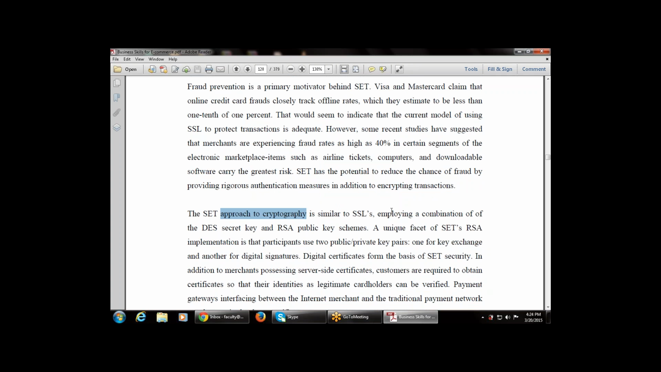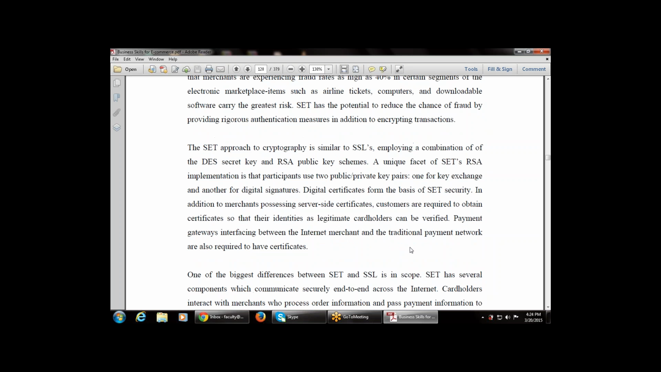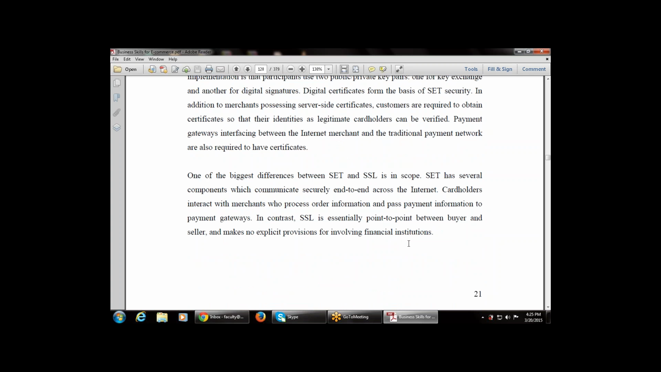SET's approach to cryptography is similar to SSL. Whatever cryptography method SET is using is the same as what SSL is using, so both cryptography methods are the same in both protocols. SET is also used for digital signatures and digital certificates, which are used for key exchange for the digital signatures. One of the main differences from SSL is in scope.